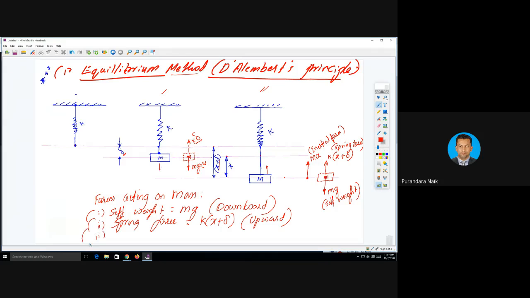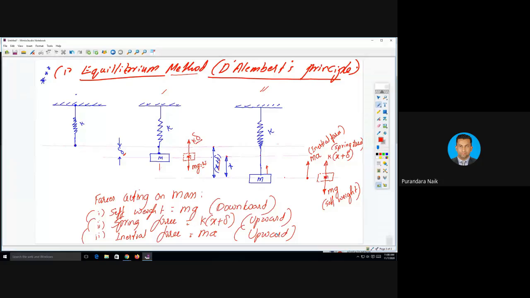What is the third force? Third force, inertial force. It is equal to ma, upward. Time up. Do it fast. I have to complete this derivation. Copied? Hello? Am I audible? Yes, sir. Okay.